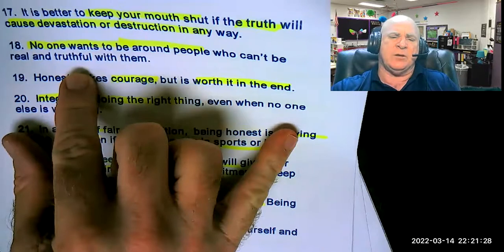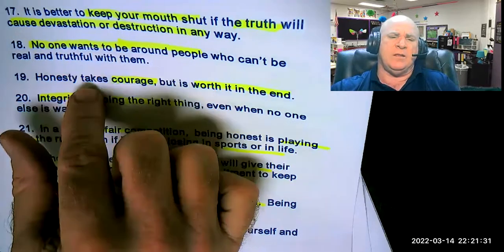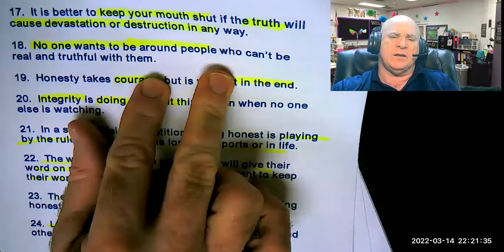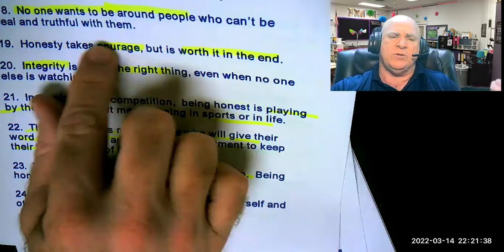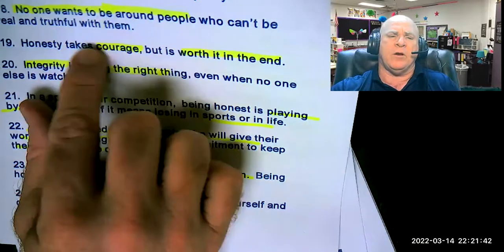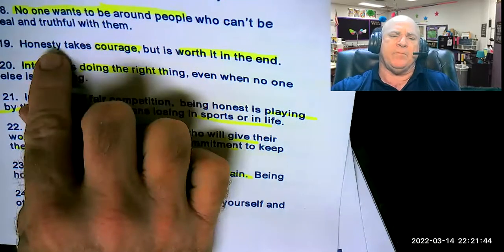Honesty takes courage, opinion, but it's worth it in the end. Okay. Simple. It's going to take courage, something that you need to be able to produce honesty, but it's worth it. I want to know why, and I would like an example.